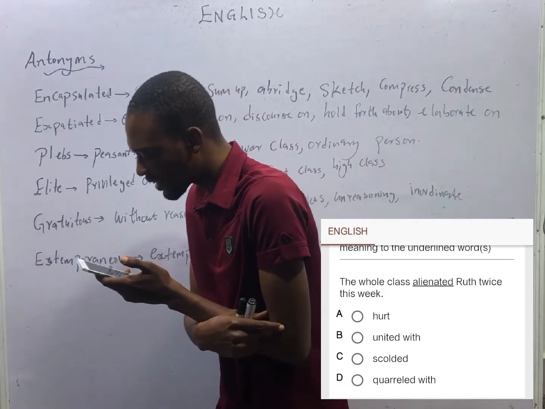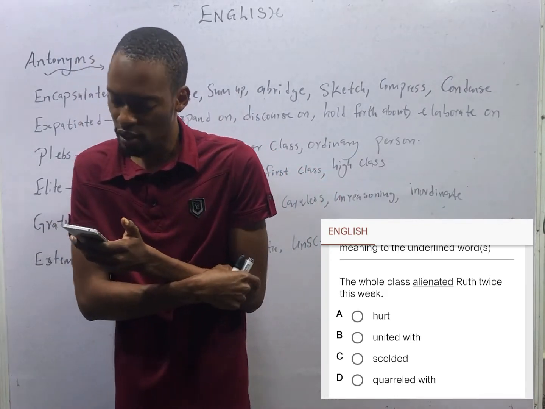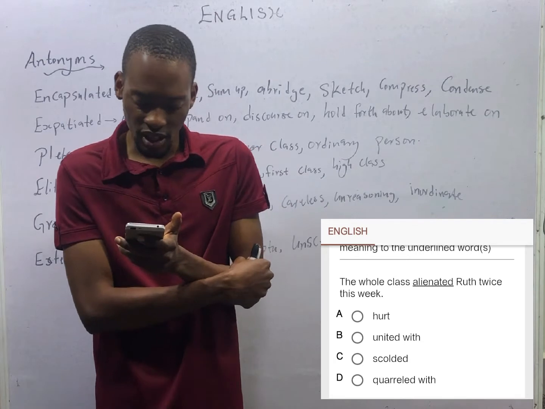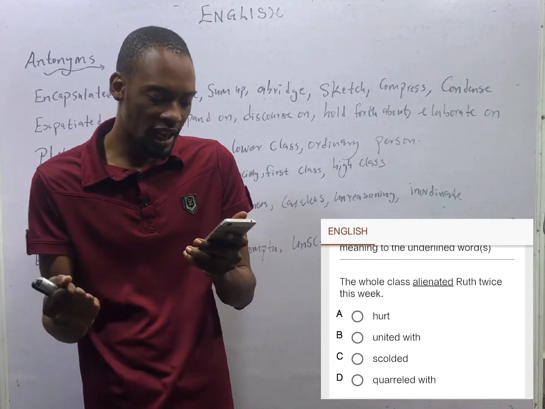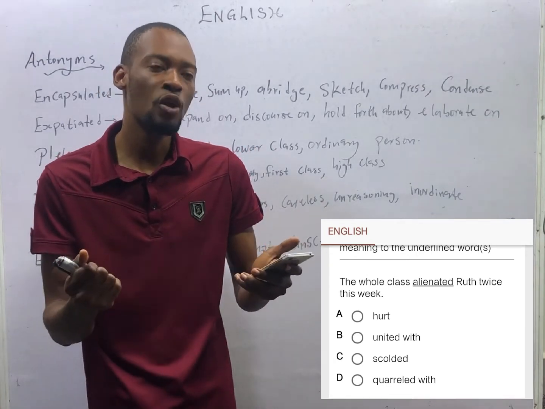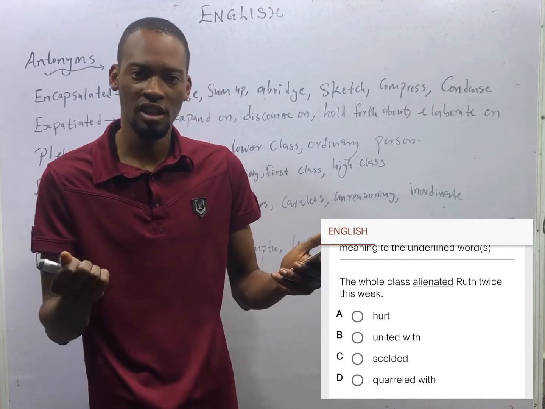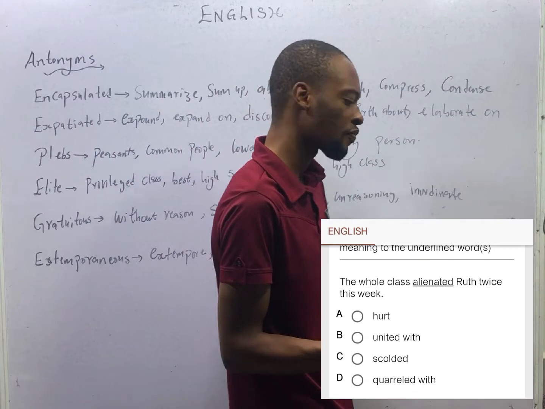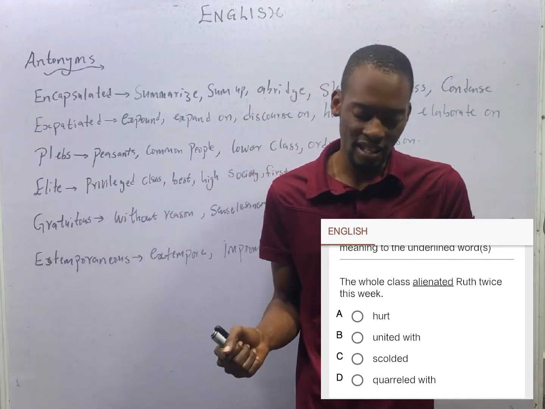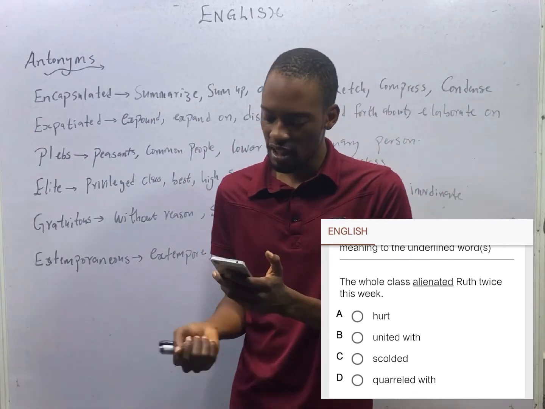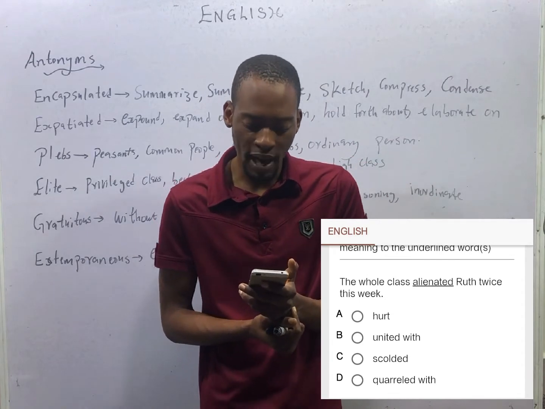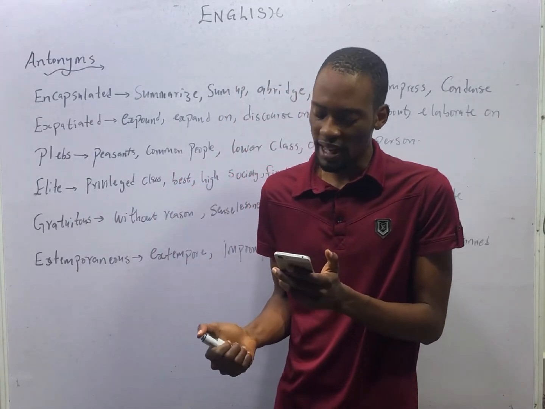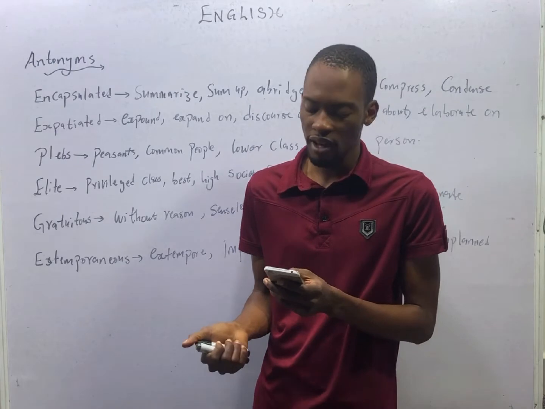So if in the class they alienated Ruth twice this week, the opposite should be they united, they included her, they connected her, they combined her, or she amalgamated, fused, or integrated with other members of the class. That is the opposite of alienate. So instead of alienate, the whole class united with Ruth twice this week. United is the opposite of alienated.